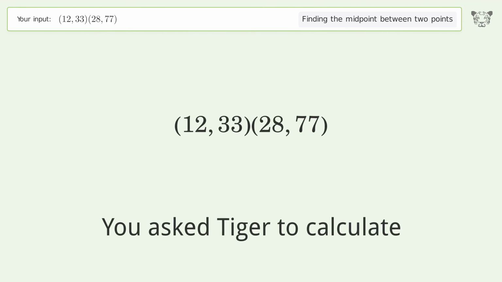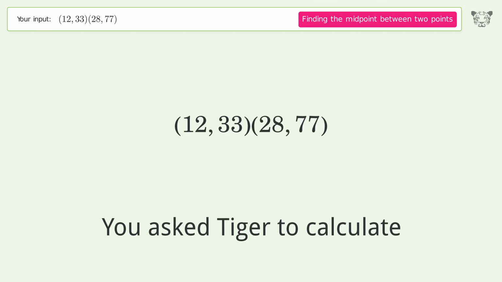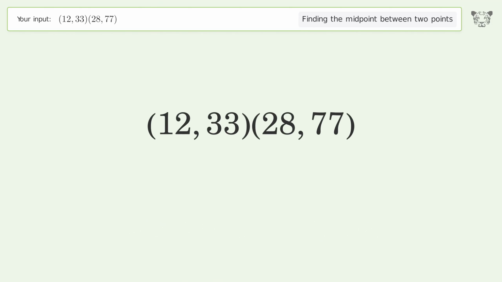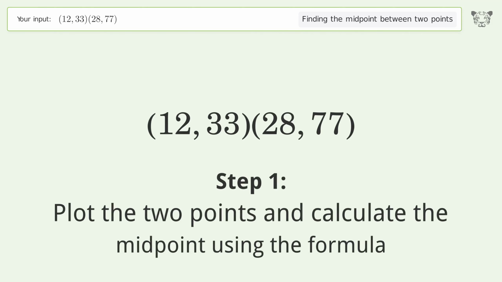You ask Tiger to calculate. This deals with finding the midpoint between 2 points. The midpoint between the 2 points is 20,55. Let's solve it step by step. Plot the 2 points and calculate the midpoint using the formula.